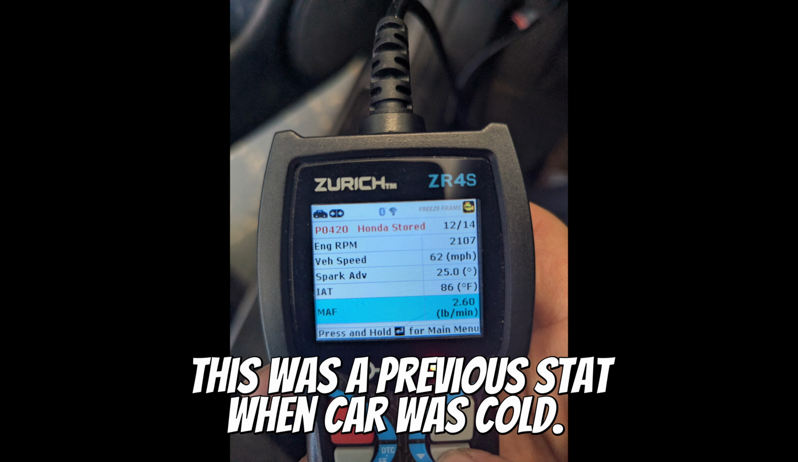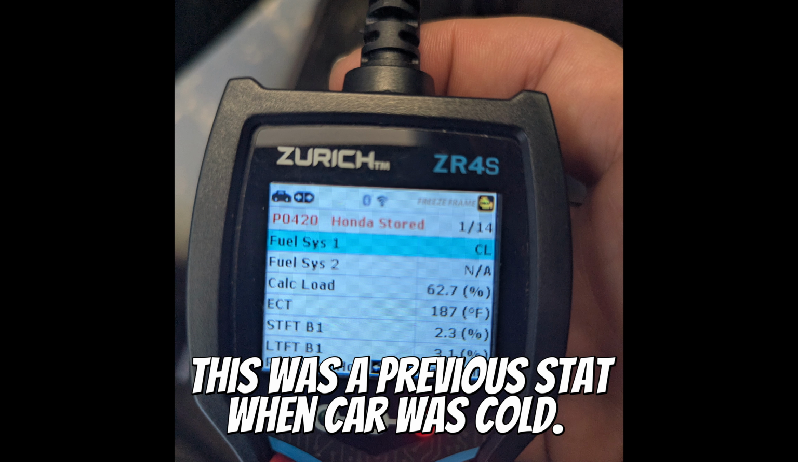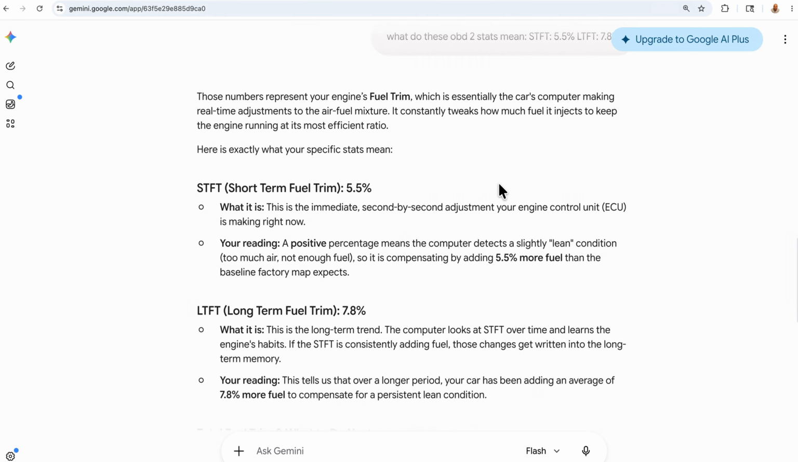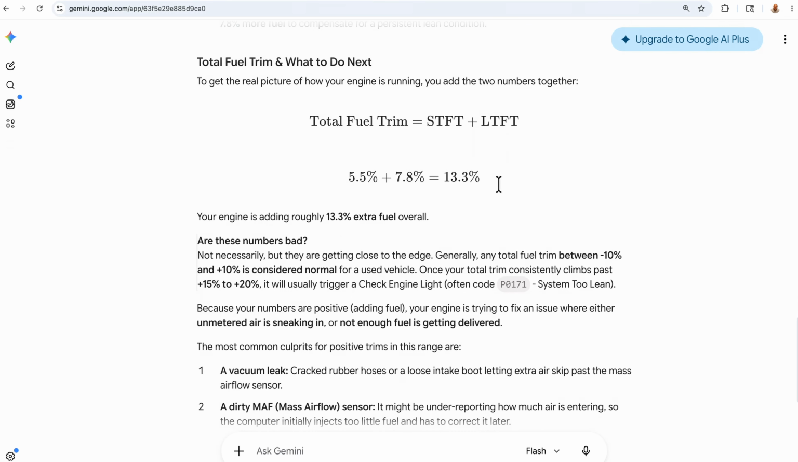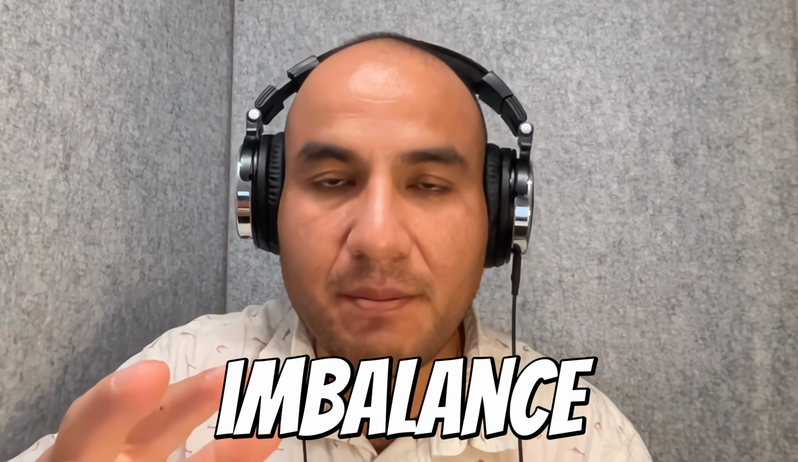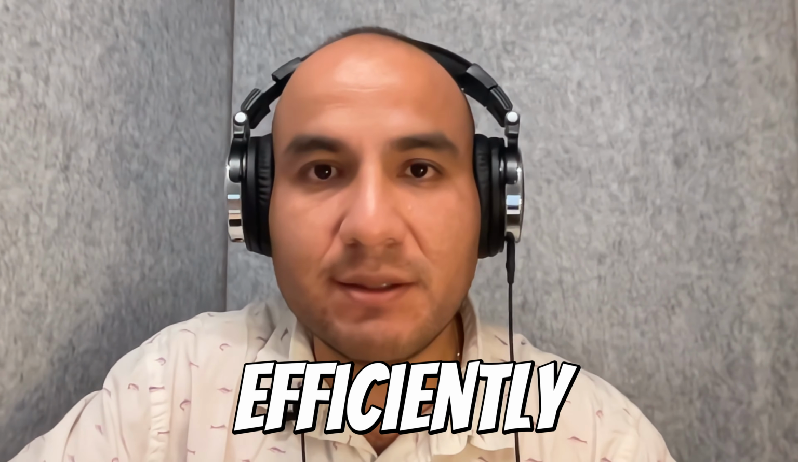So when I got home, I connected the OBD2 scanner and pulled up the stats for the car. I gave the stats to Gemini, and the two stats that stood out to Gemini were the short and long-term fuel trim. The short-term fuel trim was at 5.5, and the long-term fuel trim was at 7.8. Now, percent. These are percent. So what does that mean? That means air is entering the system. There's an imbalance, and what the car's doing is adjusting itself by adding more fuel to the mixture to compensate for the additional air. It causes the car to waste more gas because more gas is being added into the system. It's not running as efficiently as it should.